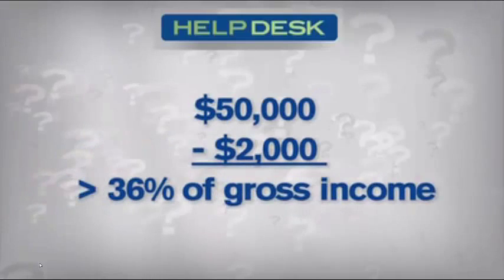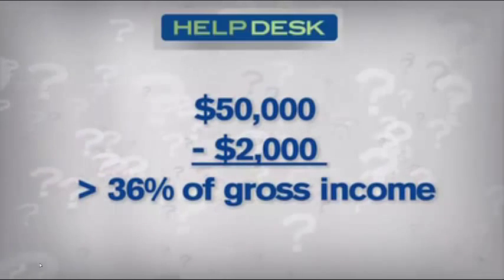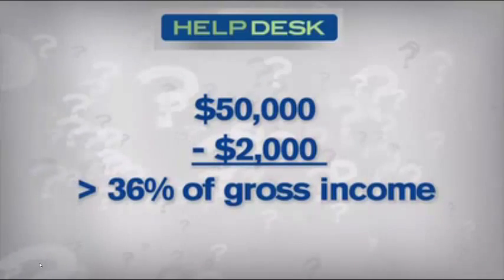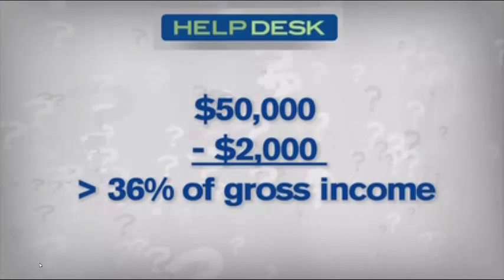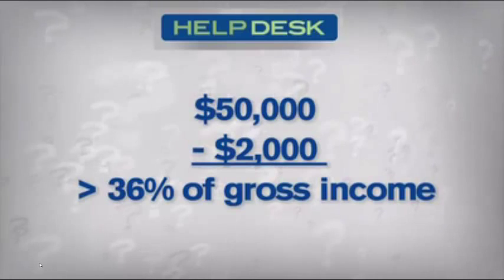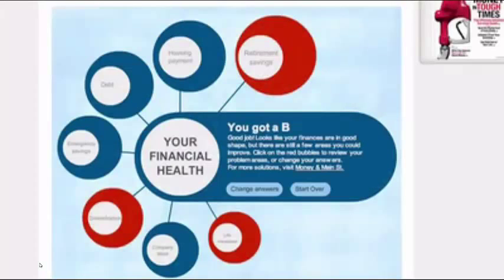So, for example, if you earn $50,000 a year, and you have debt payments from mortgages, credit cards, and other loans of $2,000, you'll get a warning telling you that your total payments generally shouldn't exceed 36% of gross income. When you've completed all 7 parts of the test, which shouldn't take more than a few minutes, you'll get an overall grade that ranges from A+ to F.